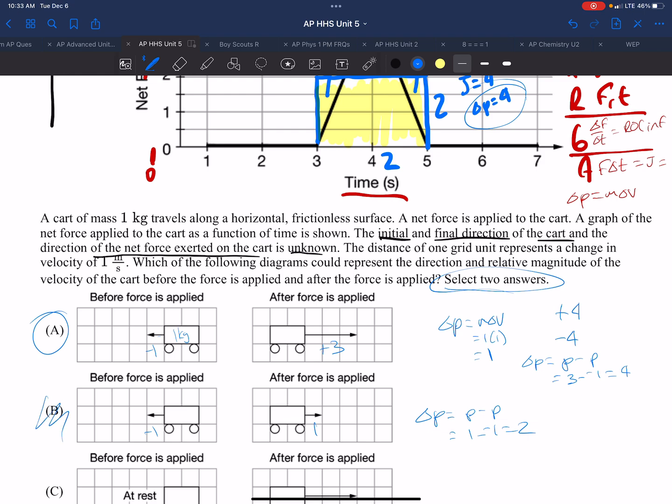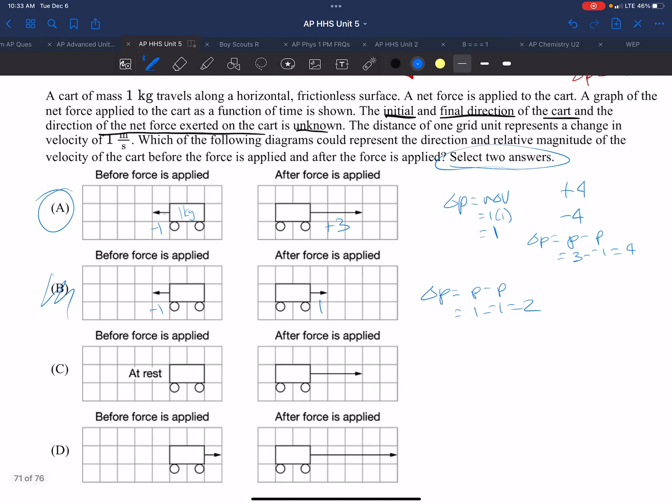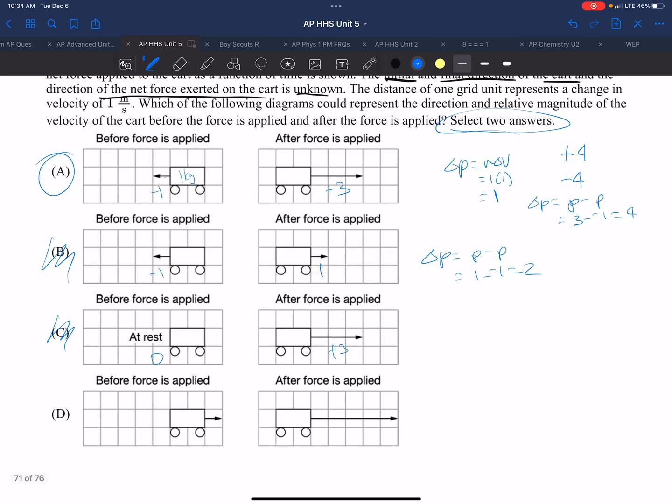So B is out. We look at this third one, it's 0 and plus 3. Well, we can see that change is 3, and that's out. And we look at this last one, it's 1, and then it's 5. So the change is, again, 4. Delta P, final 5 minus the initial 1 is 4. So it's choices A and D.